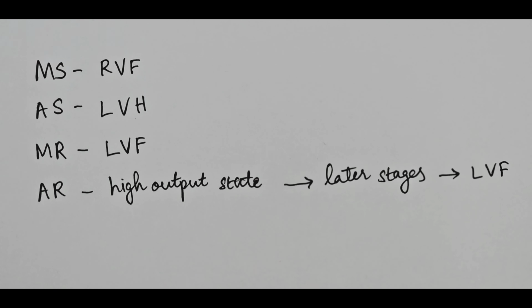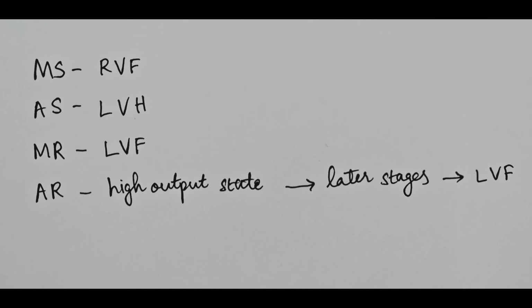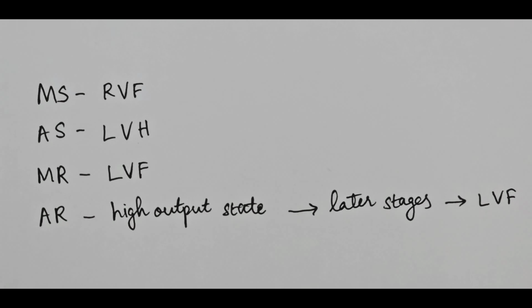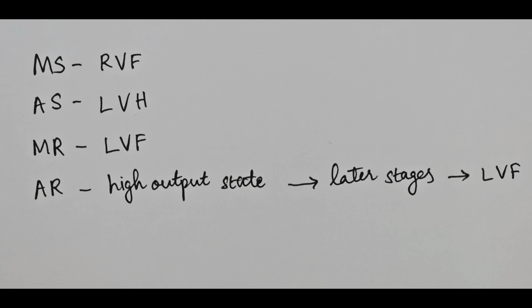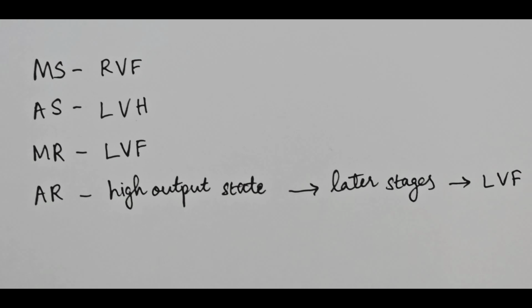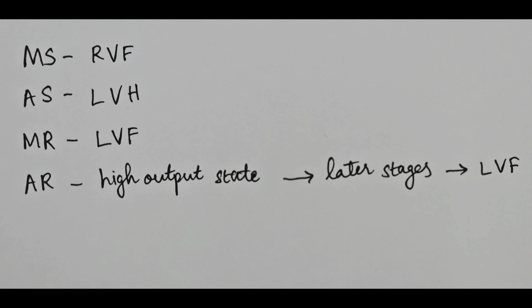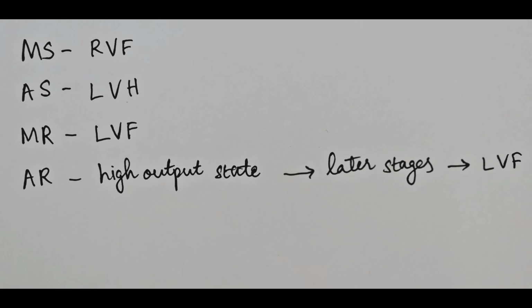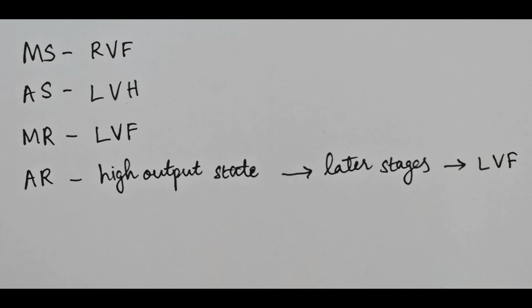So reinstating what we just spoke about, in mitral stenosis, right ventricular failure occurs as the disease progresses. In aortic stenosis, left ventricular hypertrophy occurs due to increased pressure in the left ventricle, and in mitral regurgitation, left ventricular failure occurs. In aortic regurgitation, initially there is a high output state, and in the later stages of the disease, left ventricular failure also occurs.